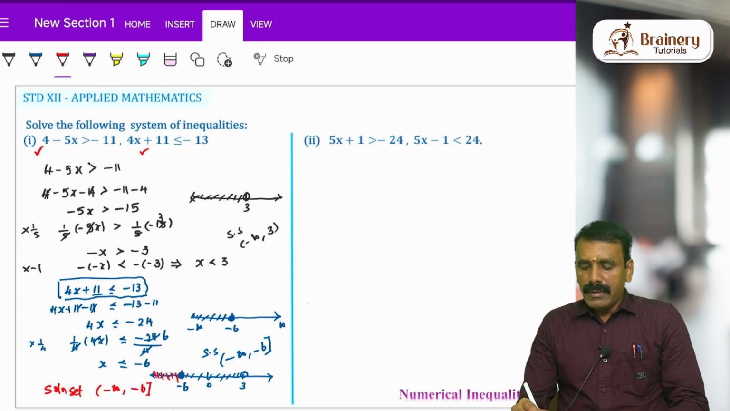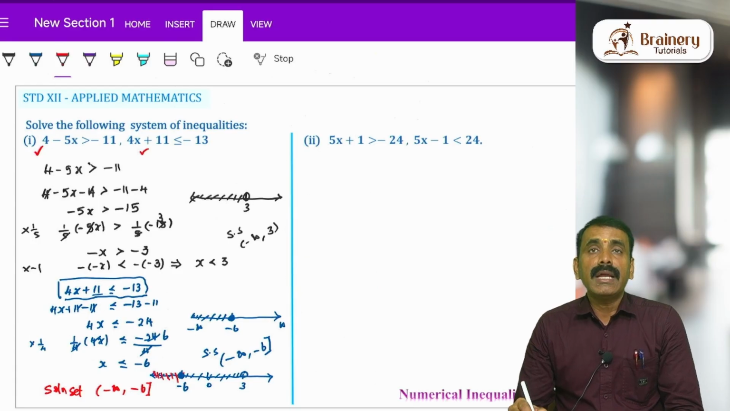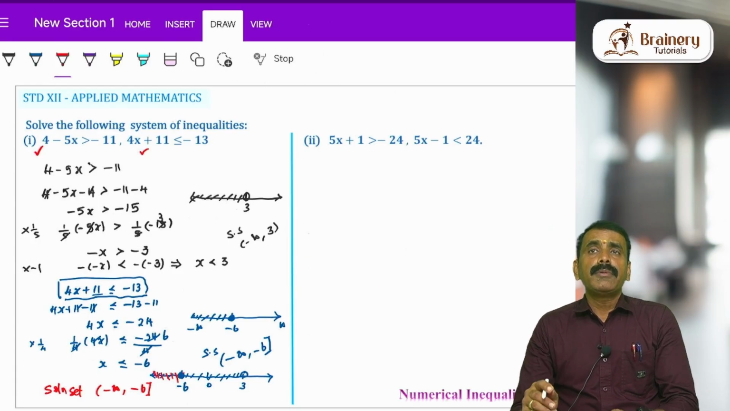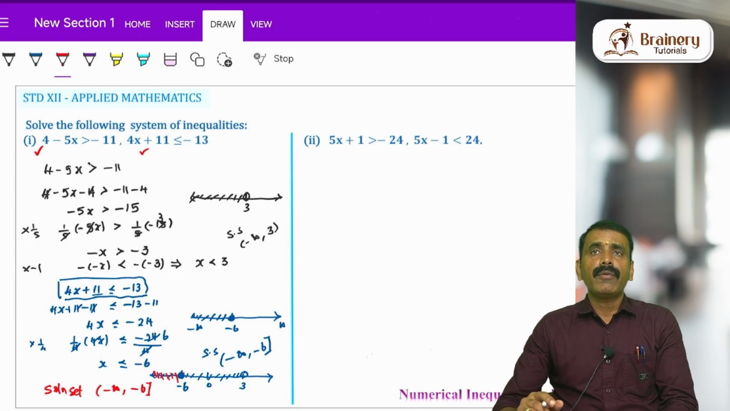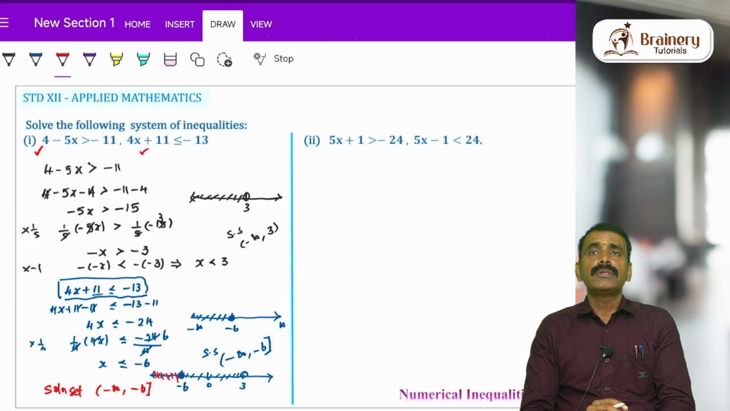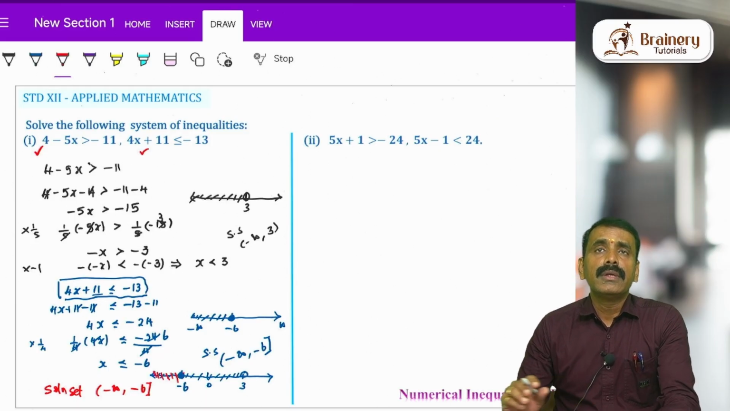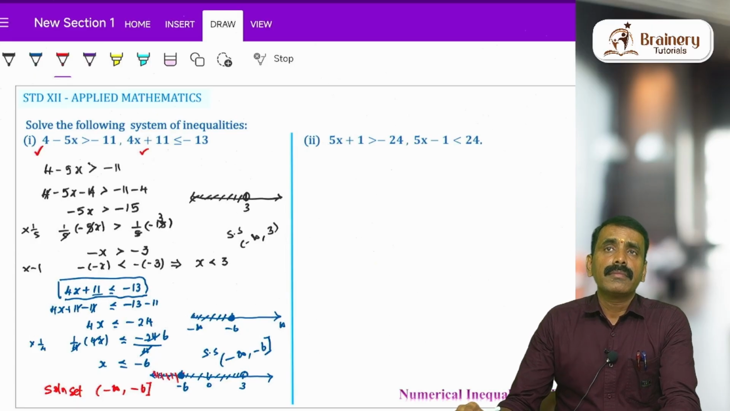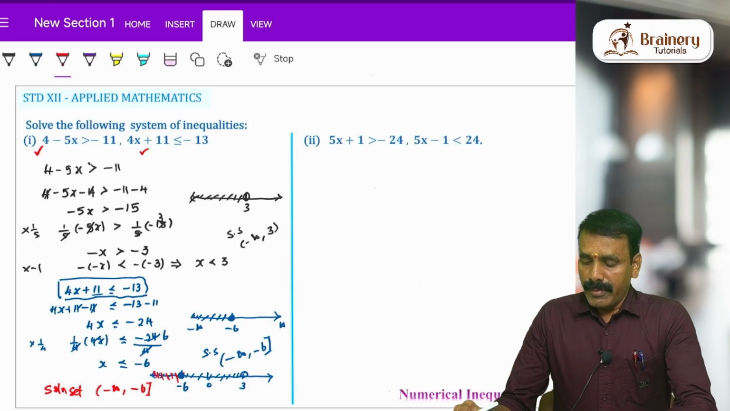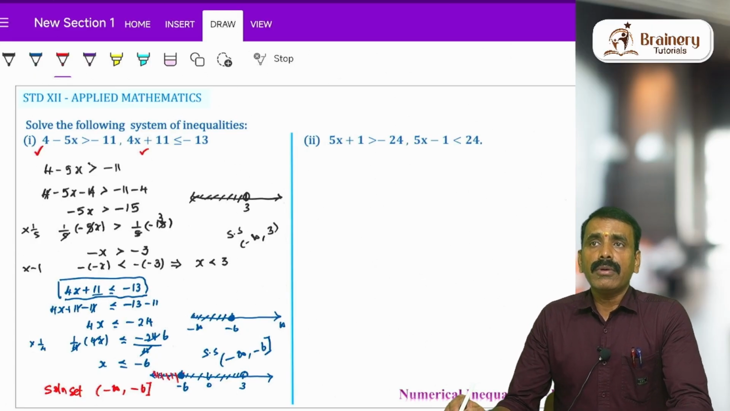Why are we not taking any number between minus 6 and plus 3? The numbers between minus 6 and plus 3 will satisfy only the first inequality, so we are not going to consider them as our solution. A system of linear inequalities will have a solution which satisfies the set of inequalities given. Now we will familiarize ourselves with another set of inequalities.